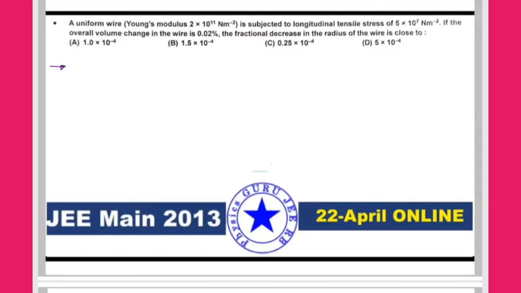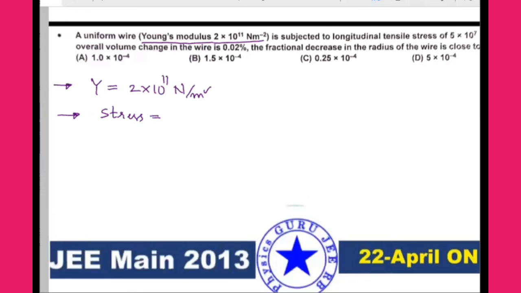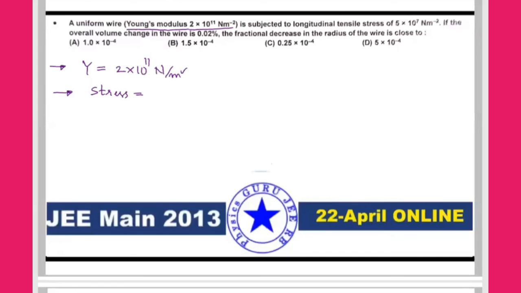According to the question, a uniform wire of Young's modulus 2 into 10 to the power of 11 Newton per meter square is subjected to a longitudinal tensile stress. So we'll be taking it as a tensile stress, which equals 5 into 10 to the power of 7 Newton per meter square, right? The overall volume change in the wire is 0.02%.